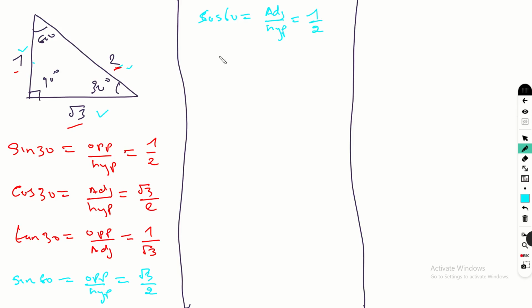Now tan 60 will be opposite over adjacent. Opposite was root 3, adjacent was 1, so it equals root 3. So that's how, if you punch these values, you see the same thing on the calculator. So if you can master these values, then it's good for you. For instance, let's have a table like this.